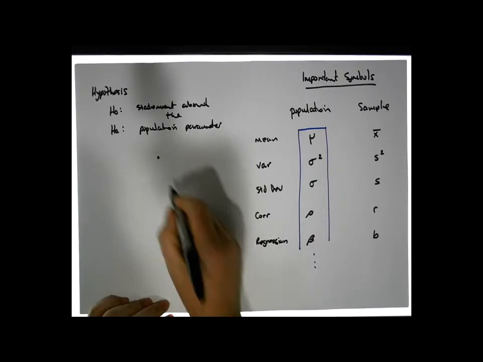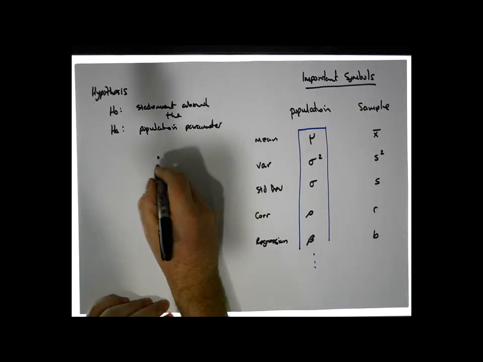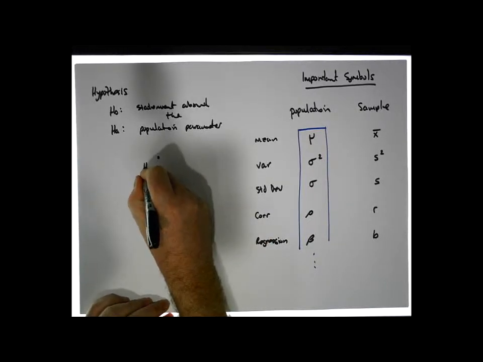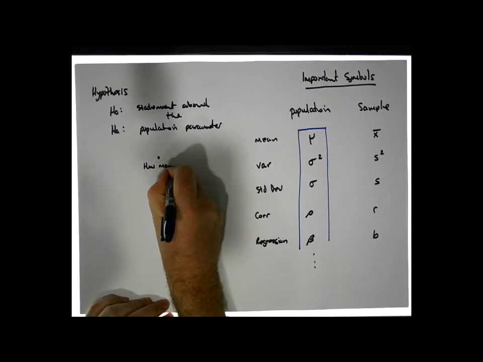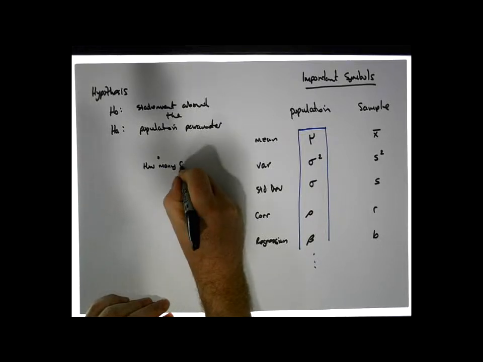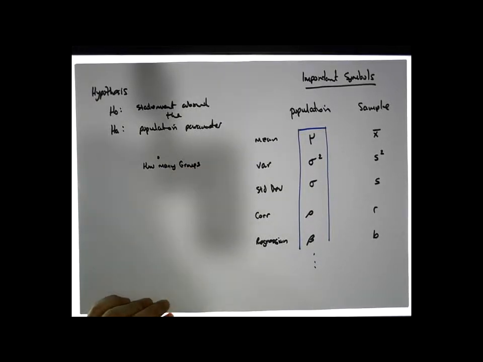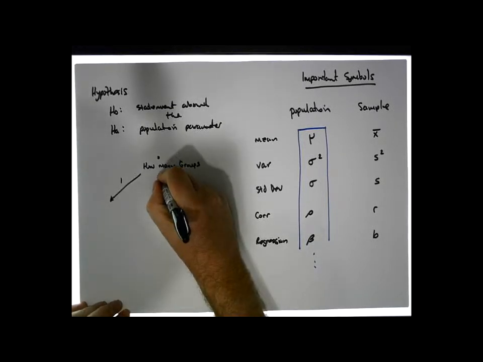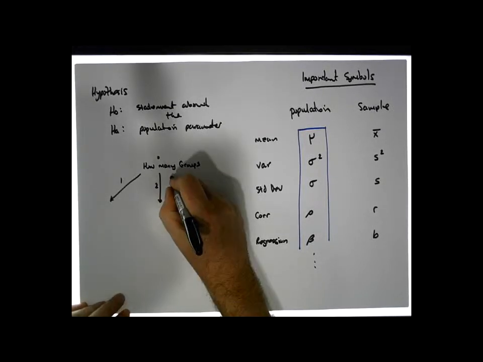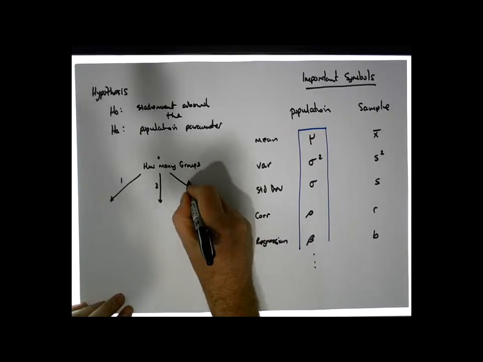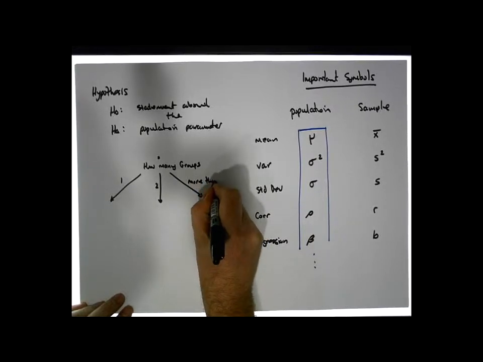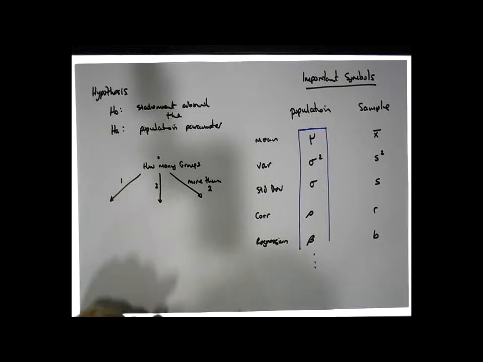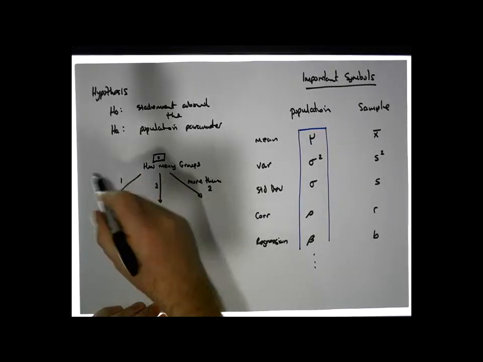So I'm going to just build a tree. And it starts with a question, and the question is, how many groups do we have? So how many groups of data do you have? Do you have just a single group, one group? Do you have two groups, or do you have more than two groups? Okay, so more than two. I think that's a nice place to start in relation to trying to figure out what tests to do.